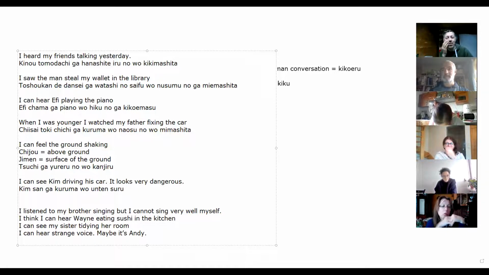No, you can also drive. No, you can not drive a bus. That's no. We can drive a bus. That's even more dangerous. Yeah. Unten suru no.